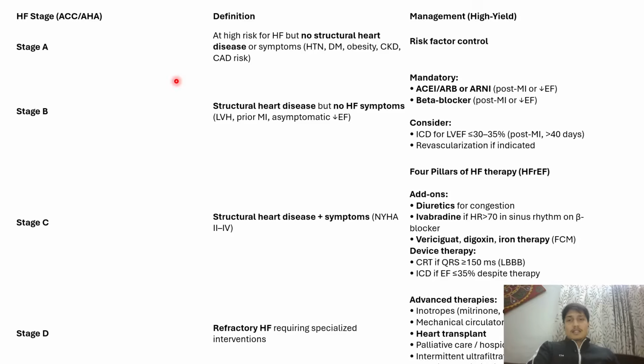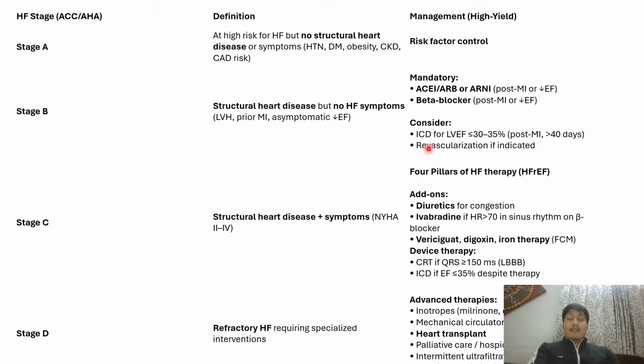So here we can see in stage A, the patient just needs risk factor control, while in stage B, the patient will require neurohormonal axis improvement. We also have to discuss two more things. In patients who have an ejection fraction less than 35%, we have to suggest the patient go for ICD if the patient is beyond 40 days of MI. I mean, a patient had a myocardial infarction, and over the next 40 days the ejection fraction has remained low, and now it has been more than 40 days, and the ejection fraction has still remained low despite the patient receiving the four major pillars of heart failure therapy. We may have to take the patient up for ICD.